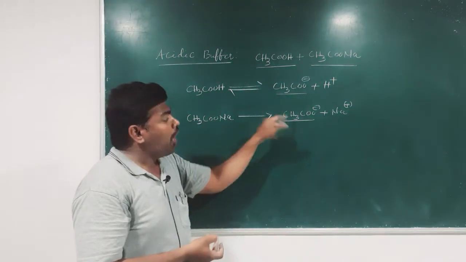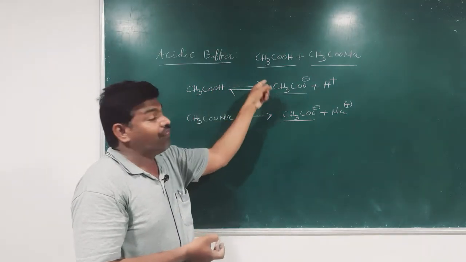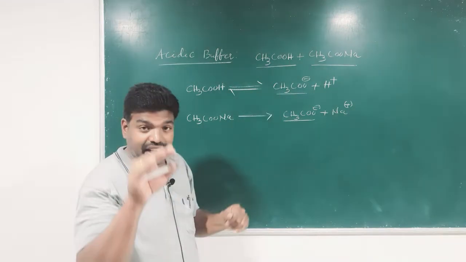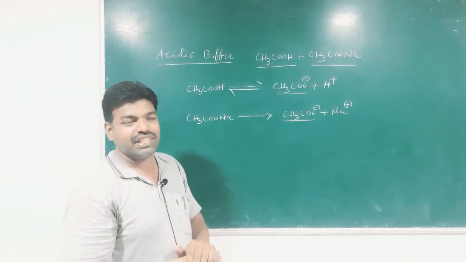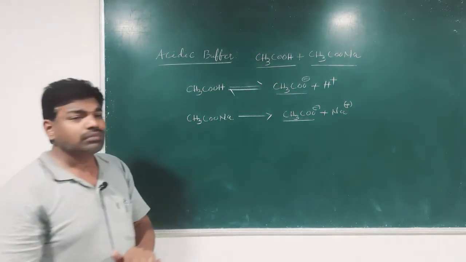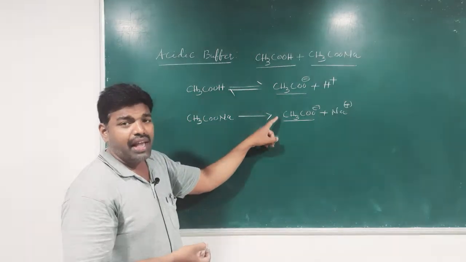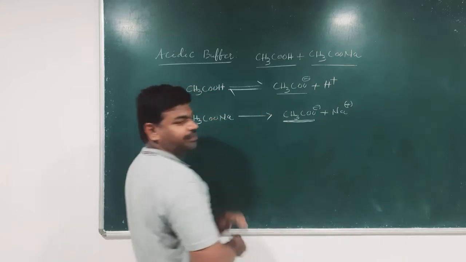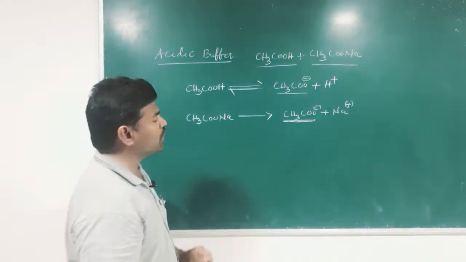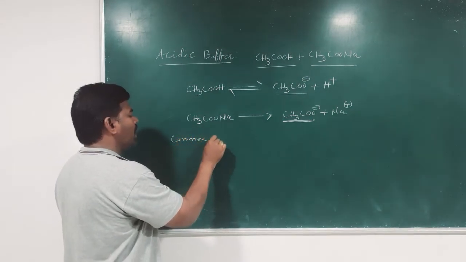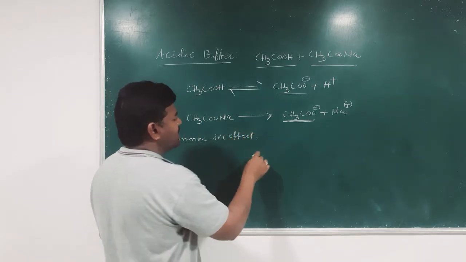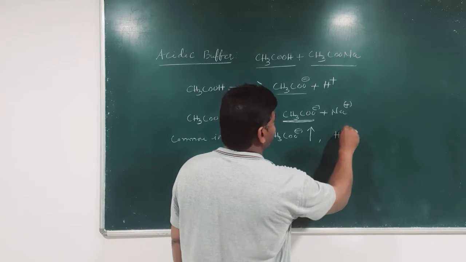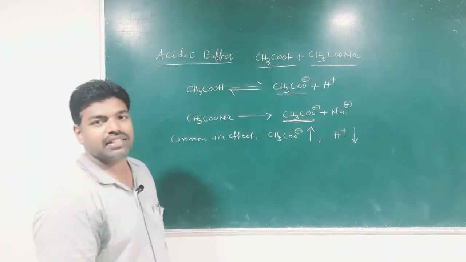So, due to common ion effect, the ionization of acetic acid is further suppressed, that is ionization of acetic acid decreases. So, due to the common ion effect, more number of acetate ions are formed and less number of H⁺ ions are formed. So CH3COO⁻ ions increase and the concentration of H⁺ ions decreases.